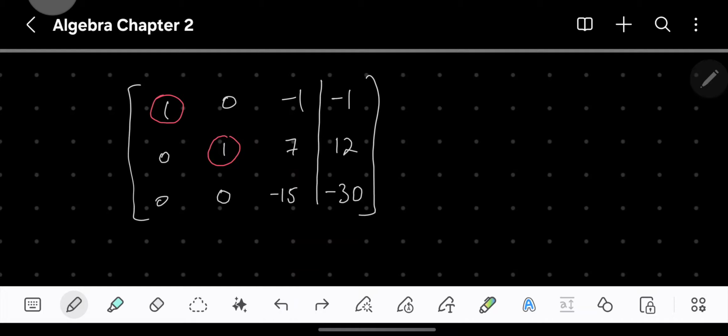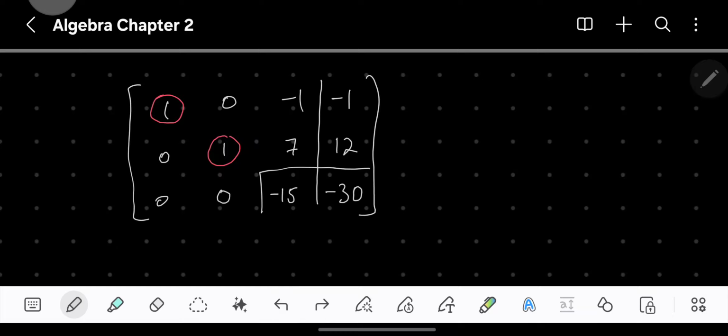Now we will again look at the submatrix. Now the submatrix is this one. We will check what is the leftmost non-zero column. So the leftmost non-zero column is this one. Since this is non-zero, I have to make it 1.